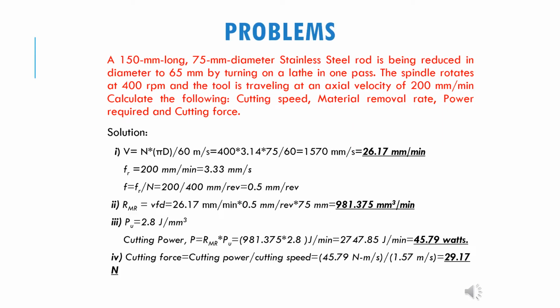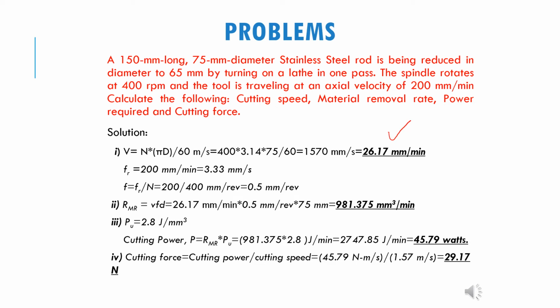So here is another example on turning. It wants you to calculate the cutting speed, material removal rate, power required, and cutting force. So for the first one, if you read the question, they didn't give you the V which you have to find. They only give you the N value. So if you use the equation for the rotational speed, N equal to V over pi D naught, you rearrange the equation and you will be able to get the first answer, which here is given as 26.17 mm per minute.